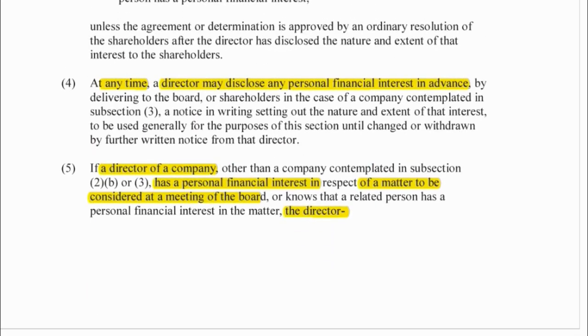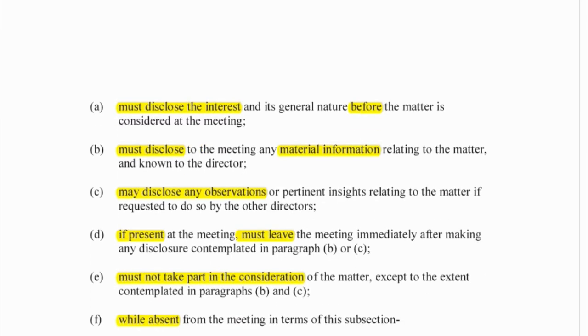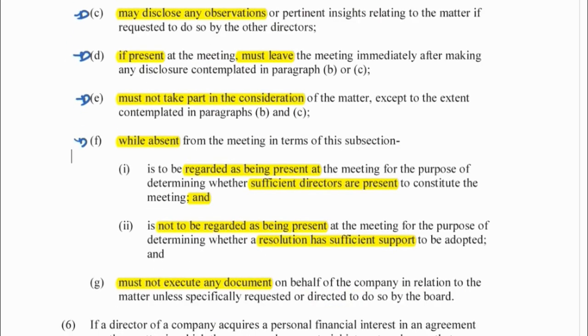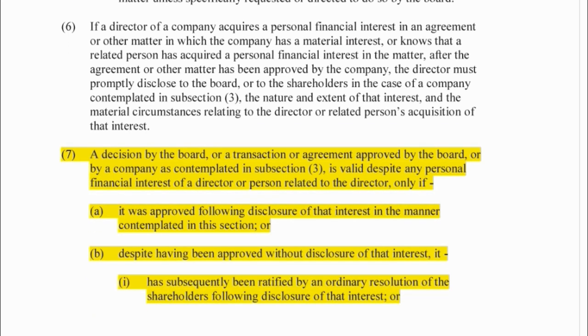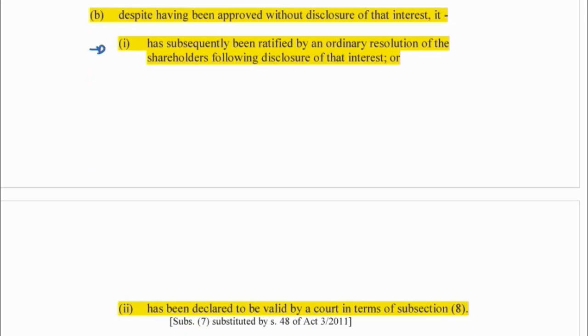Alright, and then how do they go about it? He needs to disclose his interest, disclose material information, any observations. If he's present, he must leave, must not take part in the consideration. While he's absent, he's regarded as being present for quorum purposes, but not for resolution purposes. So he doesn't get to have any say in the vote, and he can't execute any documentation. Okay, and then they talk about how it could be subsequently ratified. Okay, ordinary resolution by your shareholders, or if the court declares it valid.